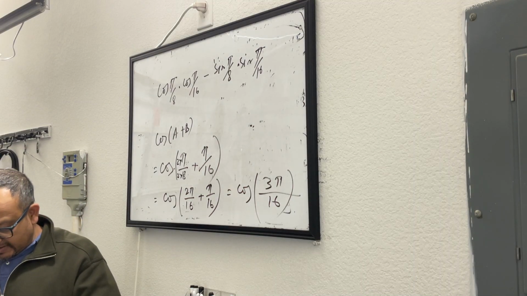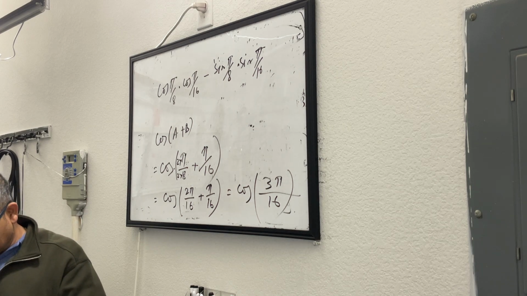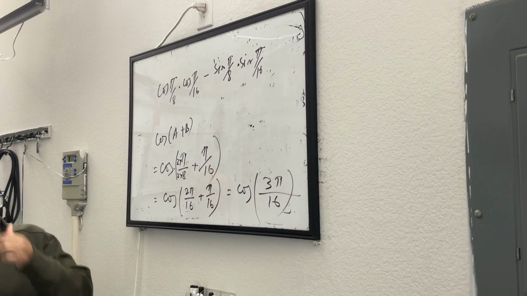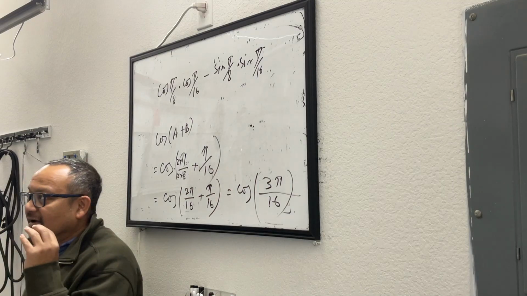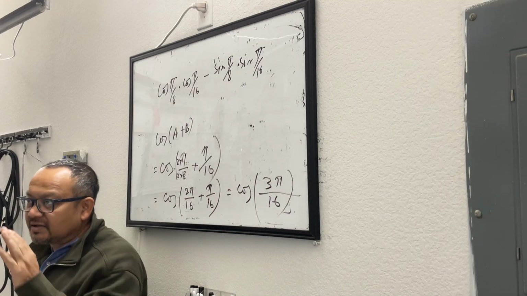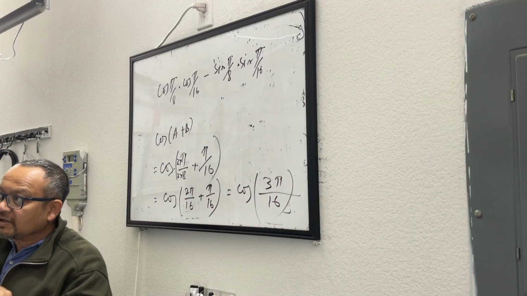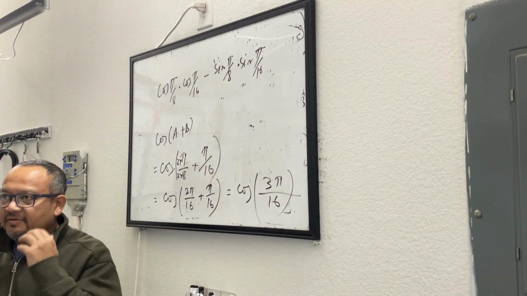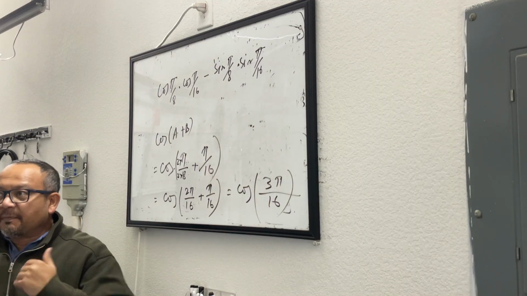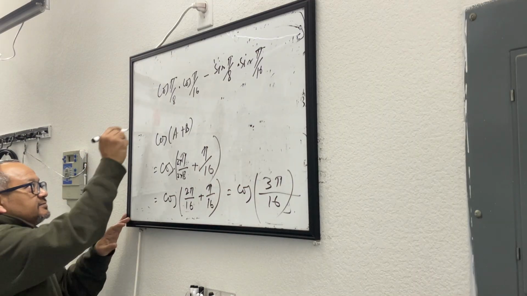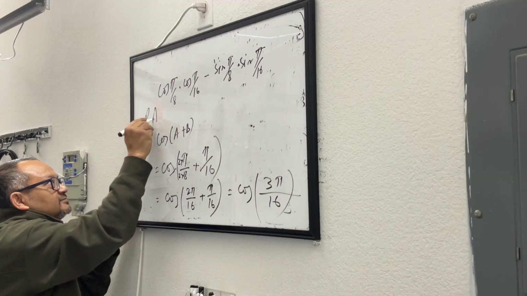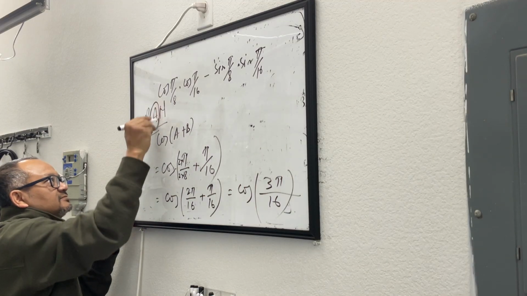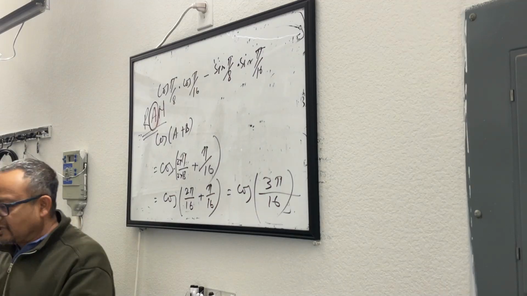So, let's see, we have one of the options. Yes, option C was 3 pi over 16. Yeah? So again, there's nothing fancy about it. The only thing is, we have to get our approach first. This will be your key.